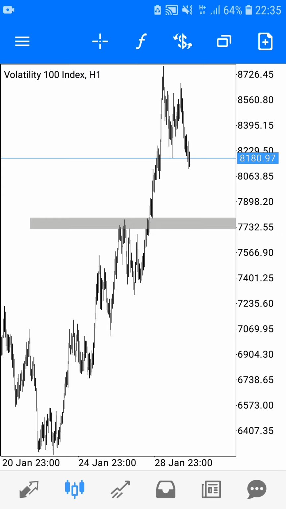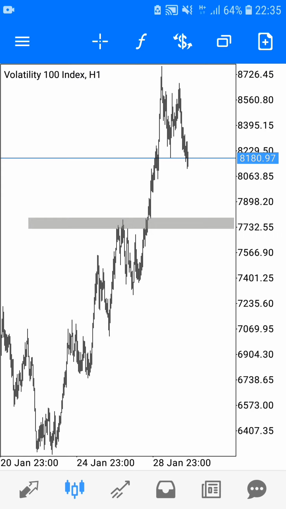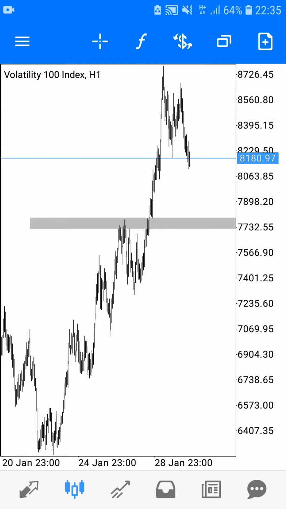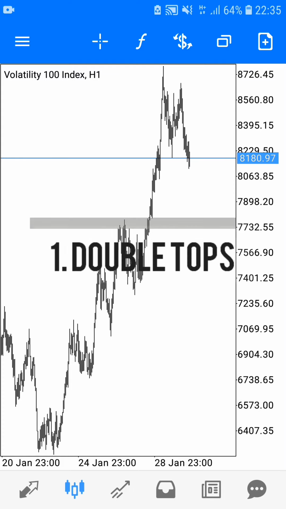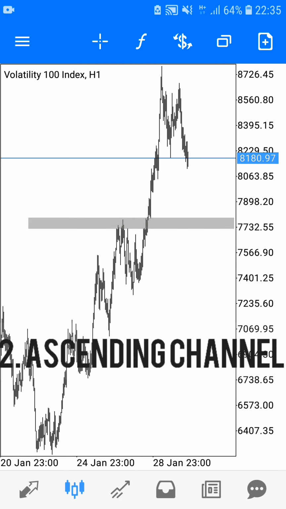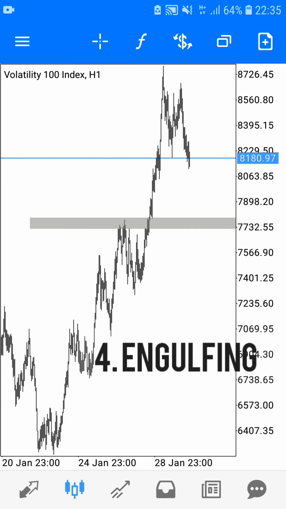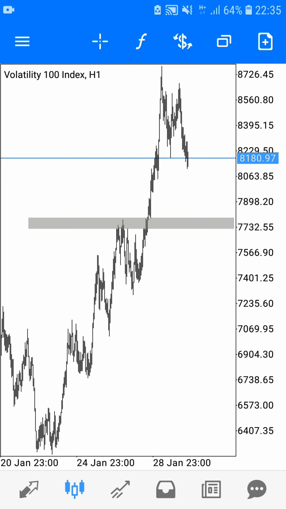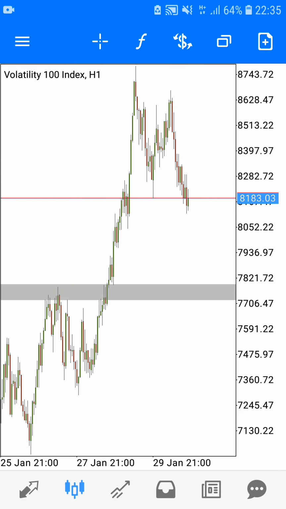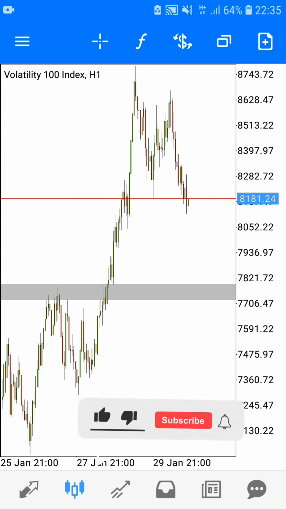Now to get things clear for the sake of those new to price action, by reversal patterns and candlesticks, I mean patterns such as double tops, ascending channels, doji candlesticks, engulfing patterns, all of these just to name a few. So after I have answered those questions to myself, I notice that I now see an important reversal pattern right ahead of me.